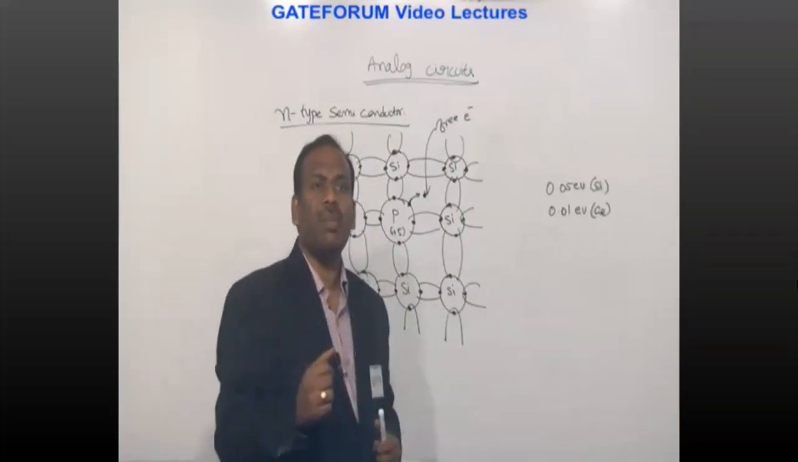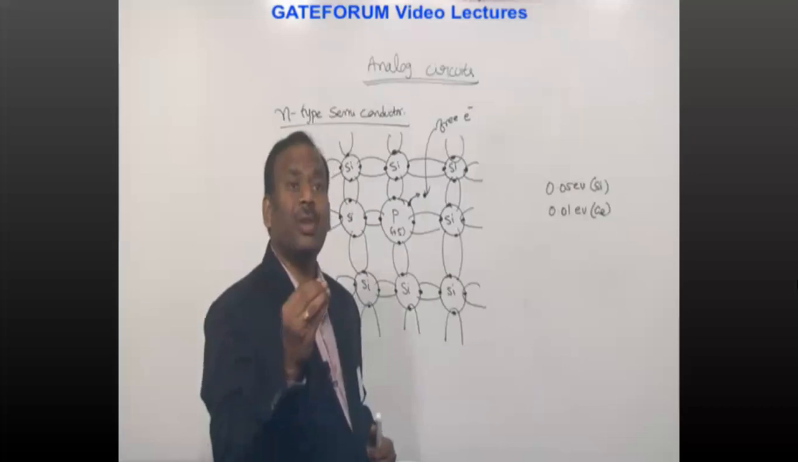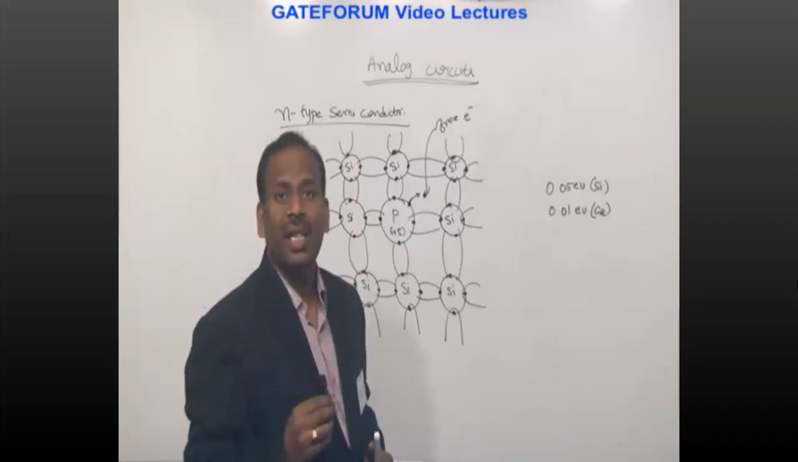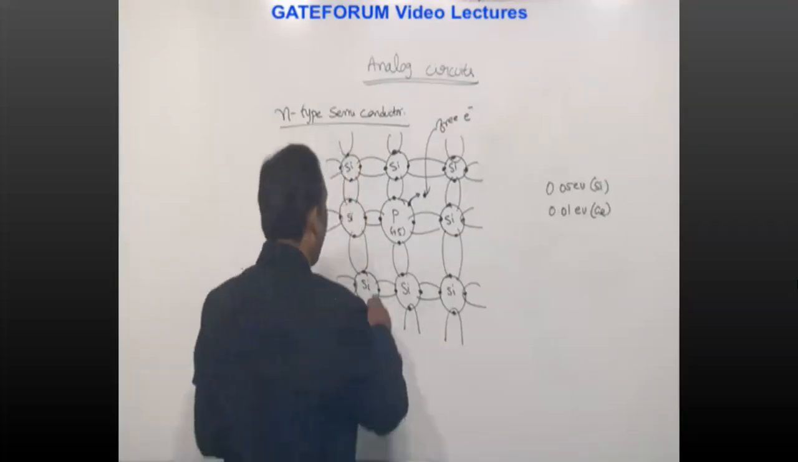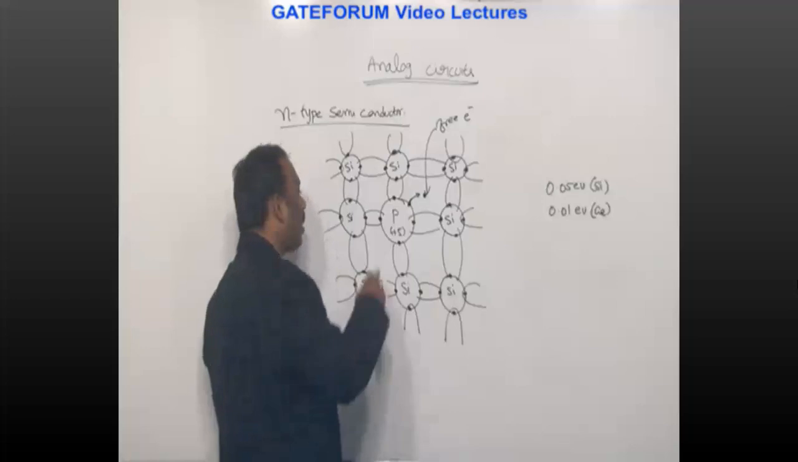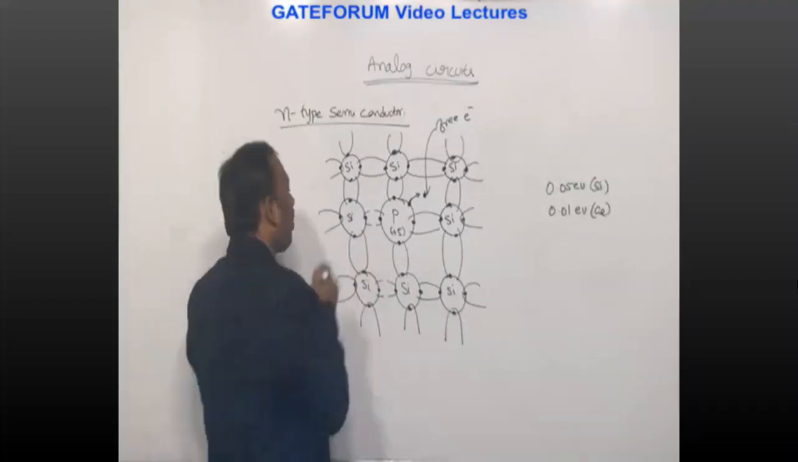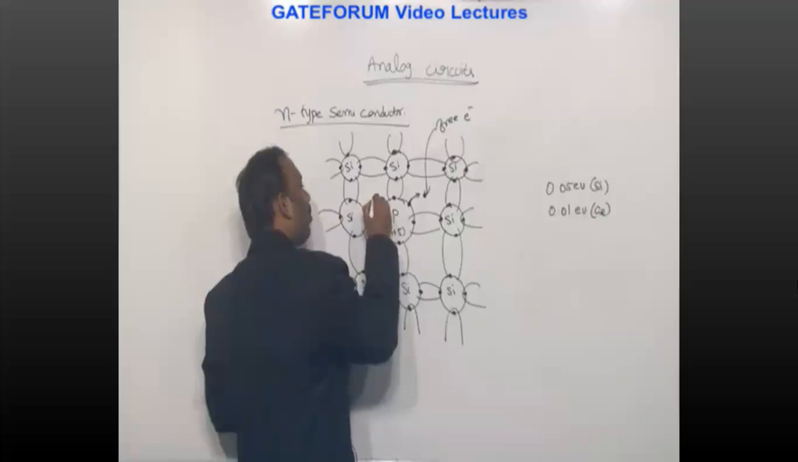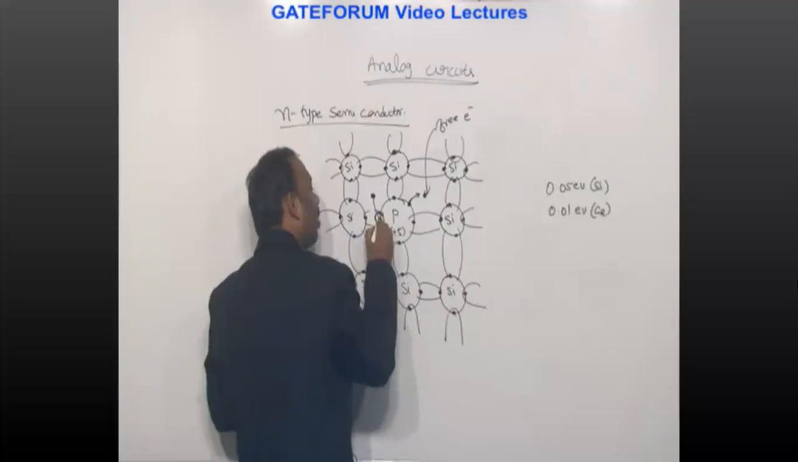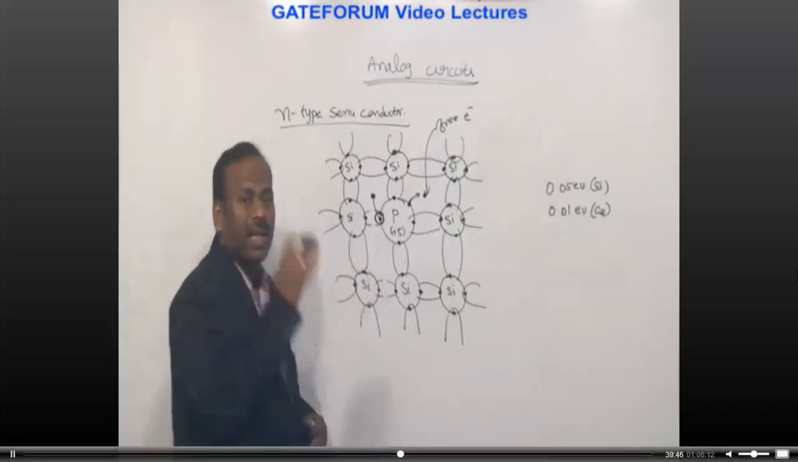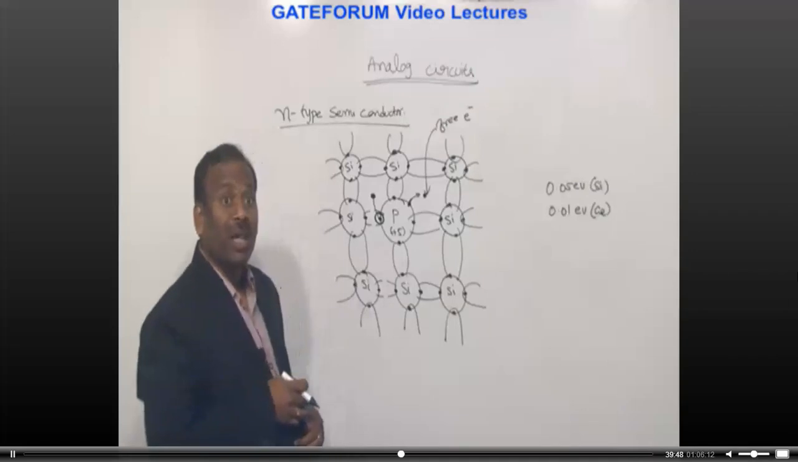So temperature is increasing, which means we are giving thermal energy. Some of the covalent bonds are broken. This covalent bond is broken. Assume this covalent bond is also broken. This electron becomes a free electron, and then a hole will be generated since its covalent bond is broken.